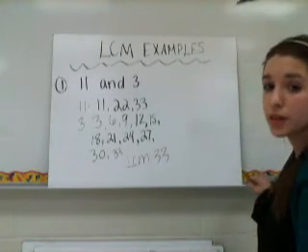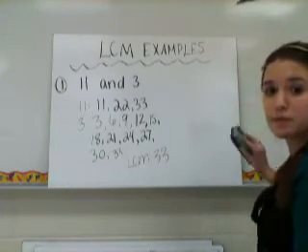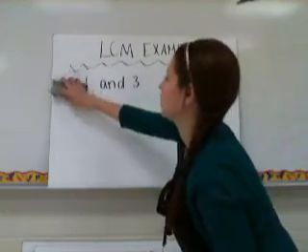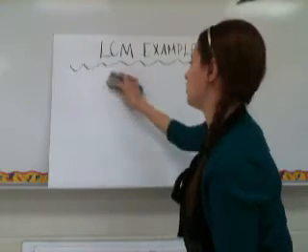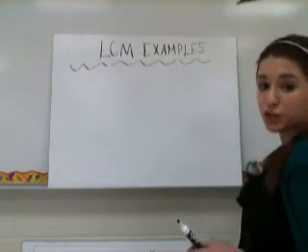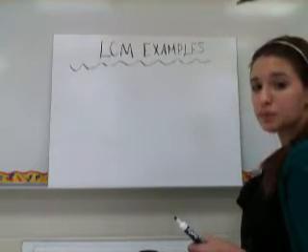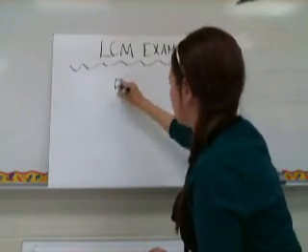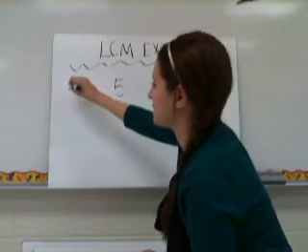I'm going to show you another example to find the least common multiple. This time we're going to use factor trees. We're going to find the least common multiple of 5 and 10. And we're going to call this example number 2.